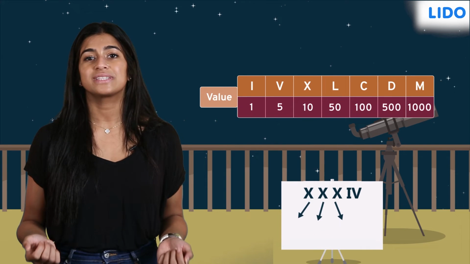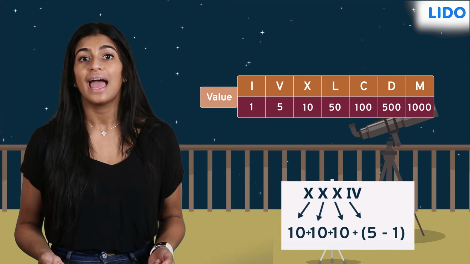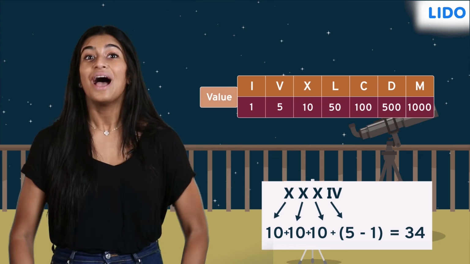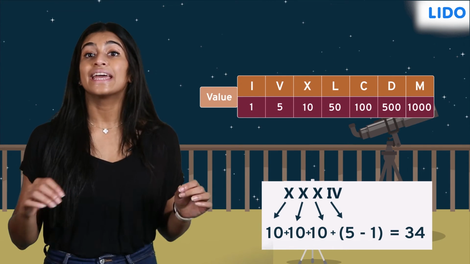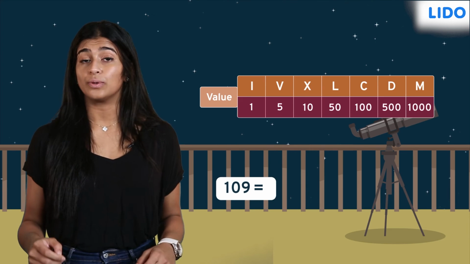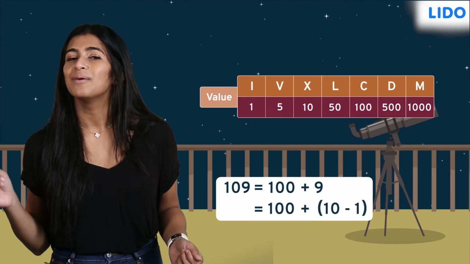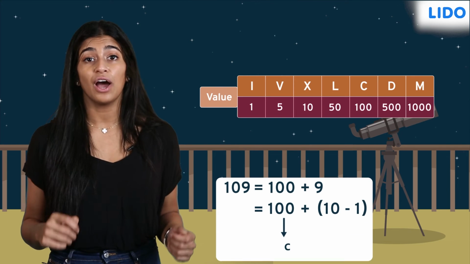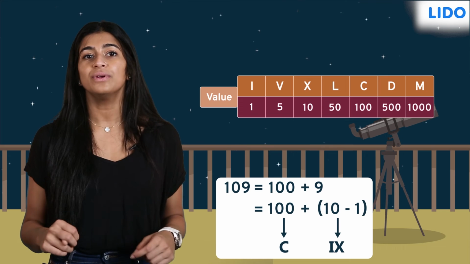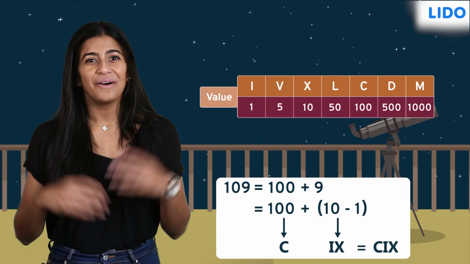Here, X represents 10 and IV represents subtraction of 1 from 5. Adding the values of the symbols, we get 34. So now, let's try writing a Hindu Arabic numeral in Roman form. 109 equals 100 plus 9 or 100 plus 10 minus 1. Taking C for 100 and representing 9 as IX, we get the Roman numeral for 109 as CIX.